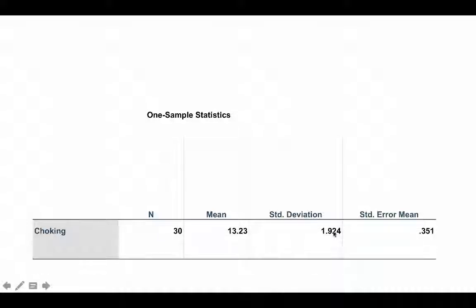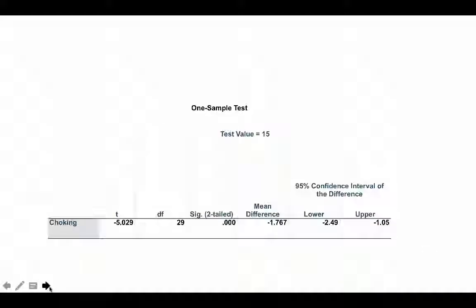Here is your standard deviation, which is the variance from the mean. Here is your standard error mean, which we'll go over on another day. And this is what your output will look like. Then this is another part of the one sample t-test. This has a test value of 15, so this is where the test value would be.